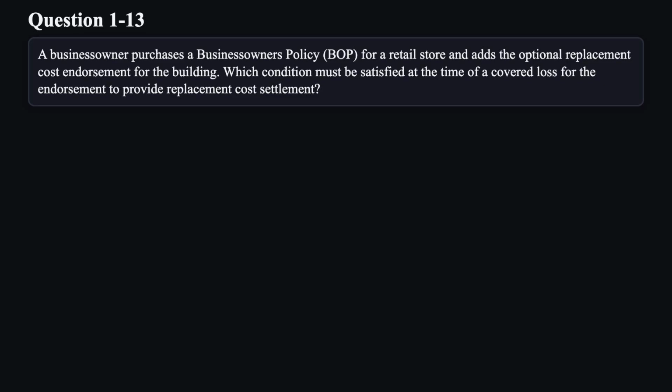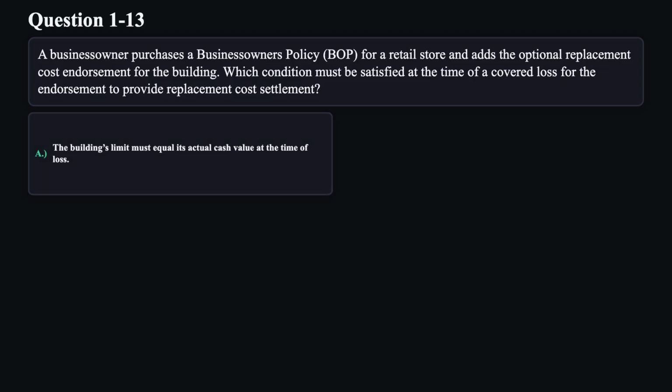Question 13. A business owner purchases a business owner's policy, BOP, for a retail store and adds the optional replacement cost endorsement for the building. Which condition must be satisfied at the time of a covered loss for the endorsement to provide replacement cost settlement?